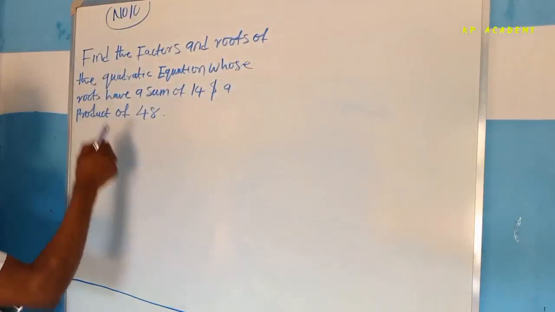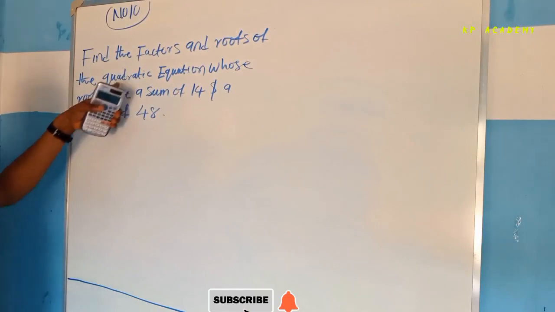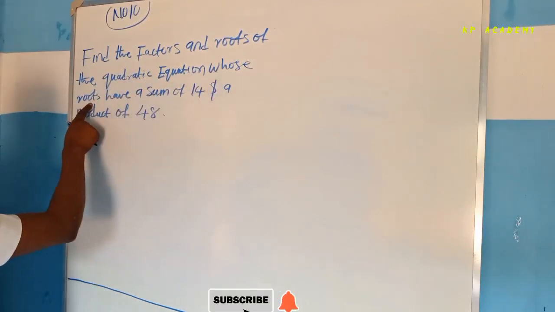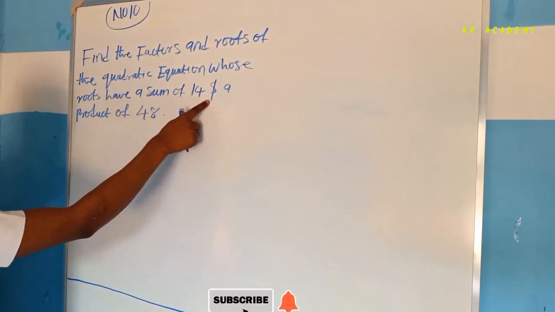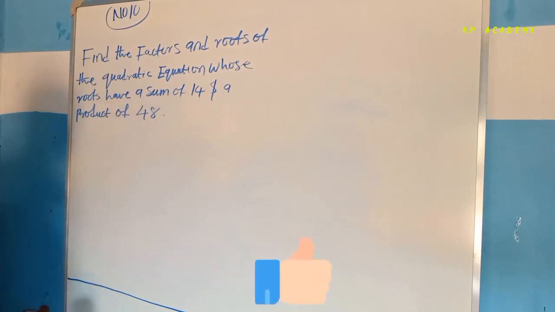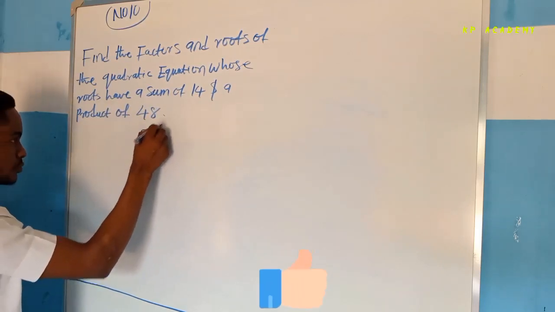This one says, find the factors and roots of the quadratic equation whose roots have a sum of 14 and a product of 48. All right, very important. So, solution.